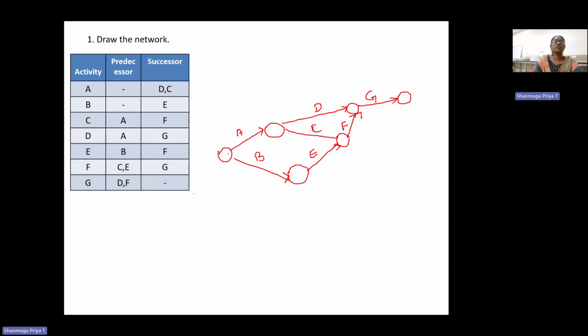Okay, so now we want to write the node numbers 1, 2, 3, then 4, 5, 6, up to the highest number. If we check the successors also, C and D are the successors for activity A. Similarly, E is the successor for activity B. So both are valid. With this, I will complete this class. Next class, we will draw more networks, and also we will calculate the duration. Thank you.